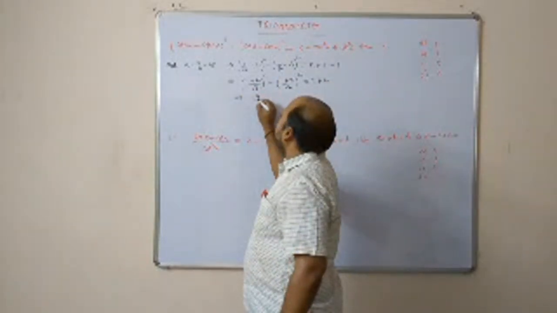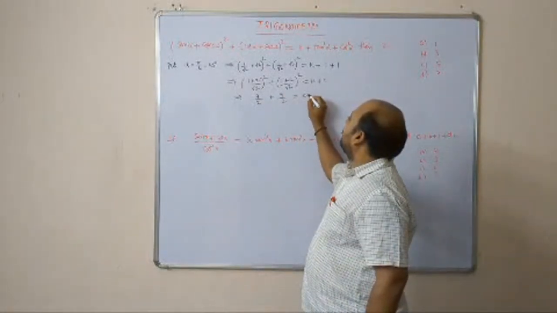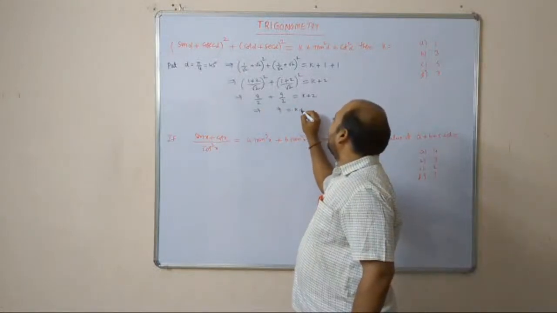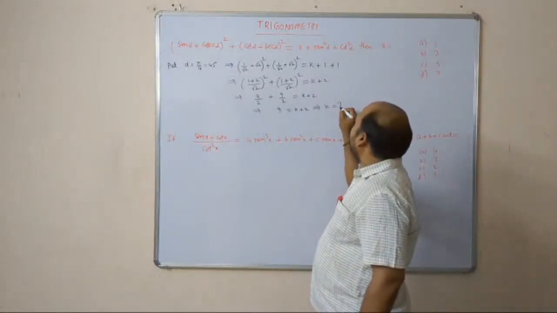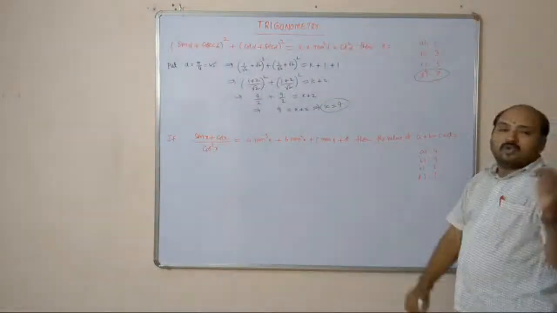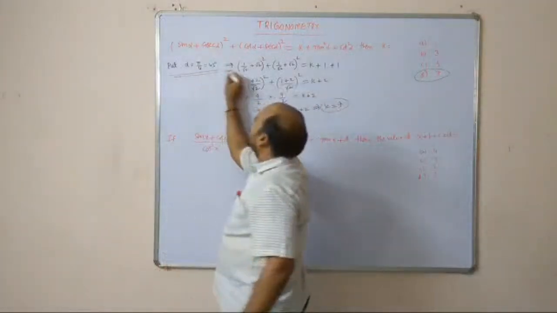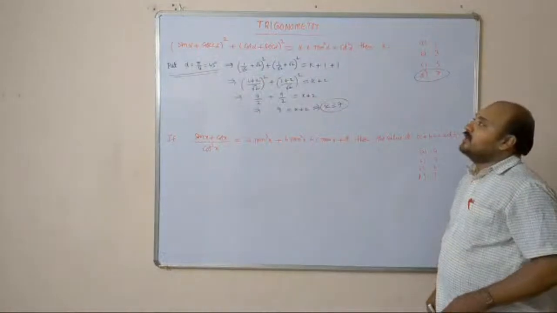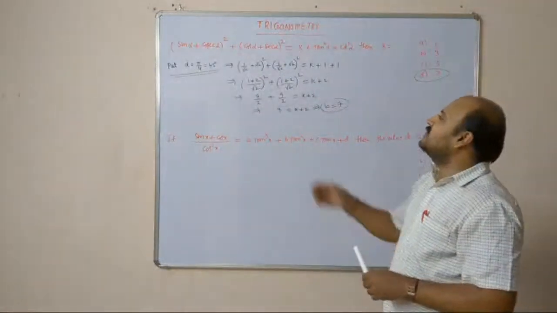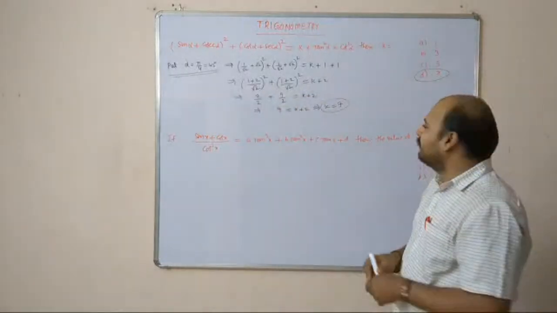So what does it come to? 9 by 2 equal to k plus 2. So 18 by 2, so 9 equal to k plus 2. That implies k equal to 9 minus 2, k is equal to 7. It is there in the fourth option, dear students. This is the easiest way: you put alpha equal to 45 degrees, then your answer will come like this. Otherwise, a plus b whole square expansion and after that simplification, it will take time.